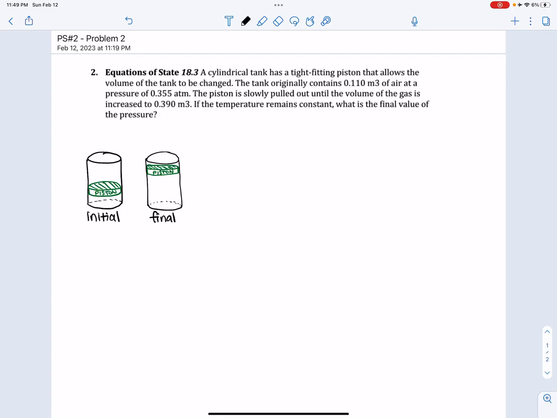Hello, this is problem set number 2, problem 2. A cylindrical tank has a tight-fitting piston that allows the volume of the tank to be changed. The tank originally contains 0.110 cubic meters of air at a pressure of 0.355 atm. The piston is slowly pulled out until the volume of the gas is increased to 0.39 cubic meters. If the temperature remains constant, what is the final value of pressure?